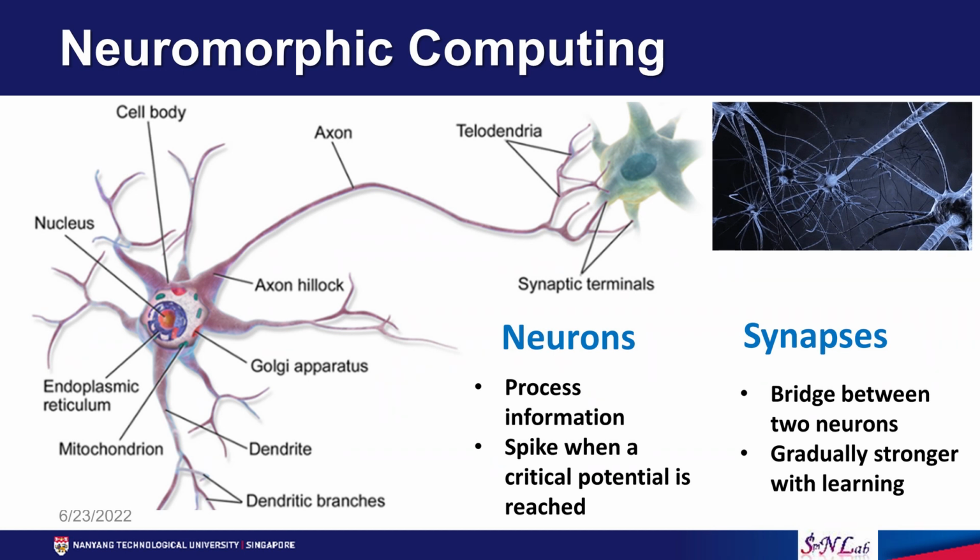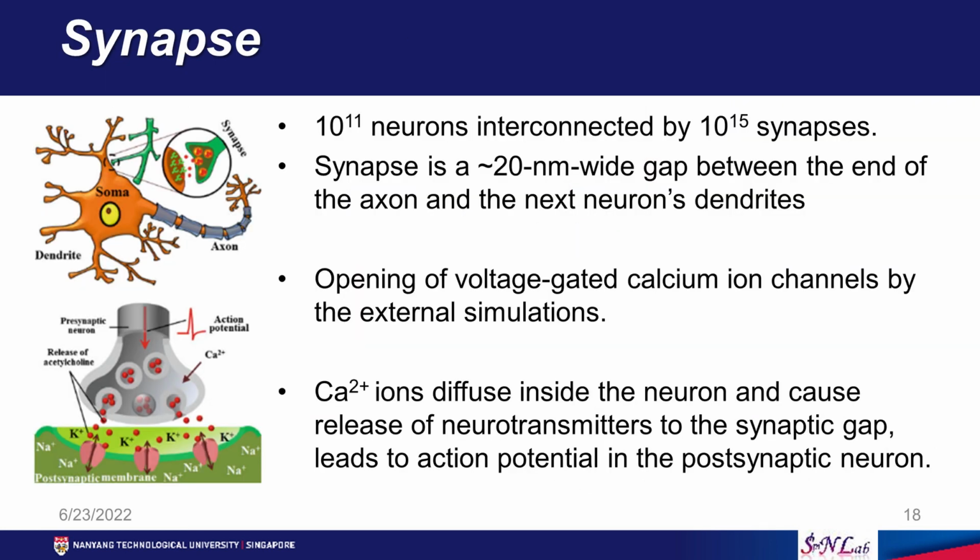Two neurons are connected by something called a synapse. A synapse is basically the bridge between two neurons. And the function of synapses is that when there is a flow of current from one neuron to the other, say pre-neuron to post-neuron, the synapse becomes stronger. The connection between the two neurons becomes stronger. So to summarize, we have neurons and synapses in the brain, and they are the basic elements of neuromorphic computing.